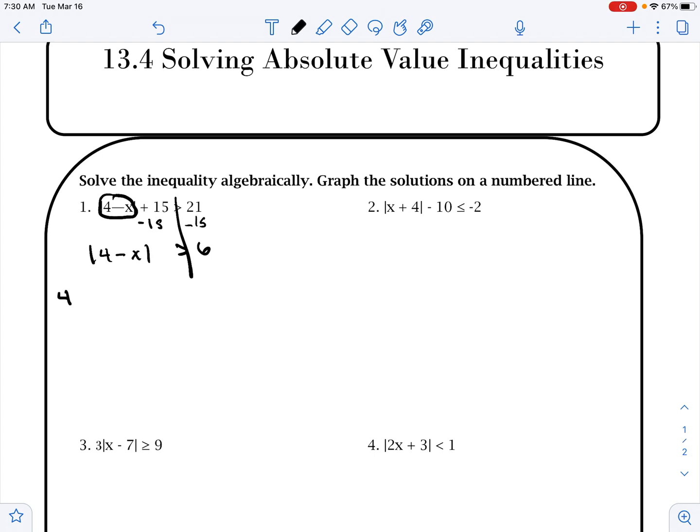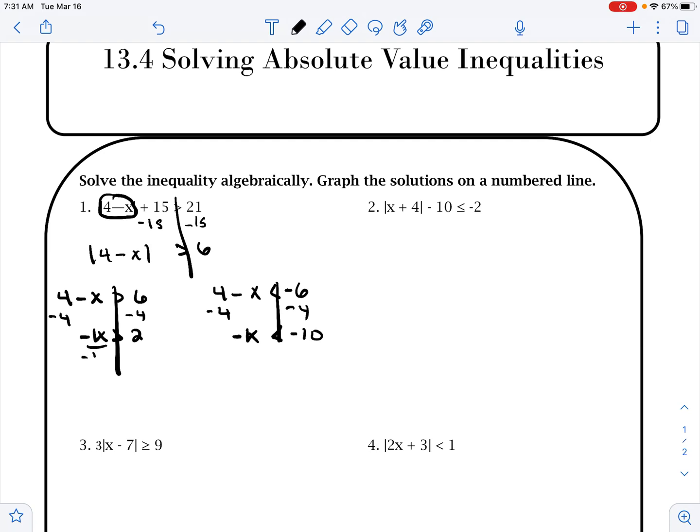Now, instead of writing two equations, we're going to write two inequalities. So we're going to say 4 minus x is greater than 6, or 4 minus x is, and then we switch the inequality and switch the sign, less than negative 6. Then we'll solve each one of these. So we subtract 4, and you get negative x is greater than 2. Subtract the 4. Negative x is less than negative 10.